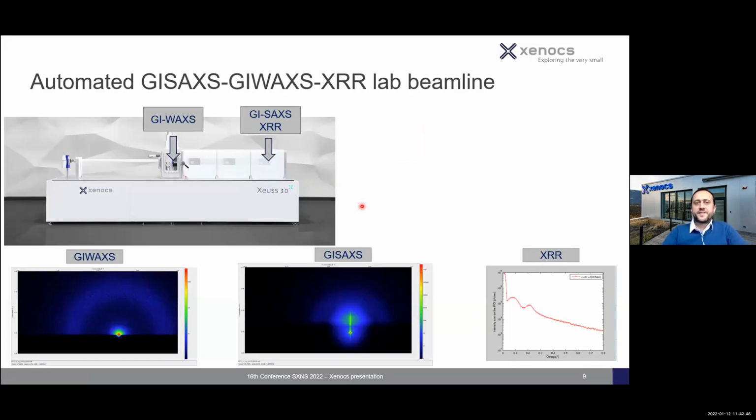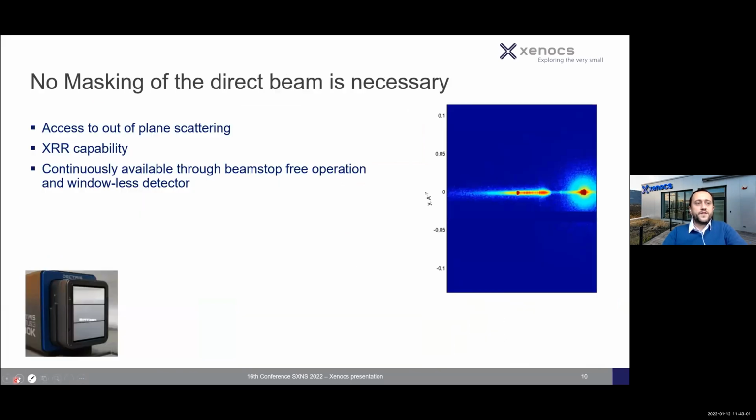This slide emphasizes the capability, on a given sample, to switch from GISAXS to GIWAXS, and we also have the capability to perform reflectometry using the pixel detectors. This is possible because of the beam-stopless data acquisition that I was mentioning, which also provides the capability to perform reflectivity and diffuse scattering analysis.